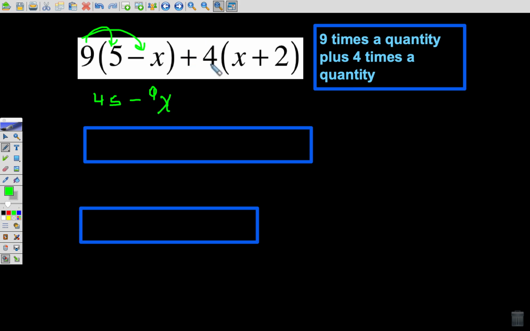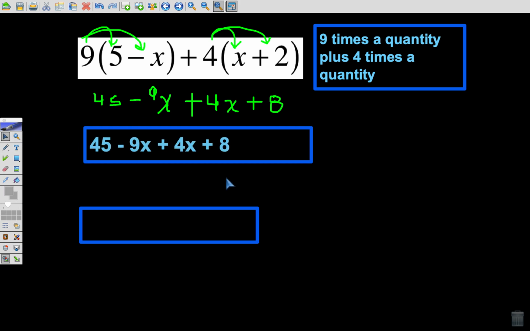Then we're going to go here, and we're going to distribute the 4 to the x. So that's a positive 4, so it's plus 4x. And we're going to distribute the 4 to the positive 2, and we're going to get plus 8. So all of our multiplication now is done, and that's what we should have: 45 minus 9x plus 4x plus 8.